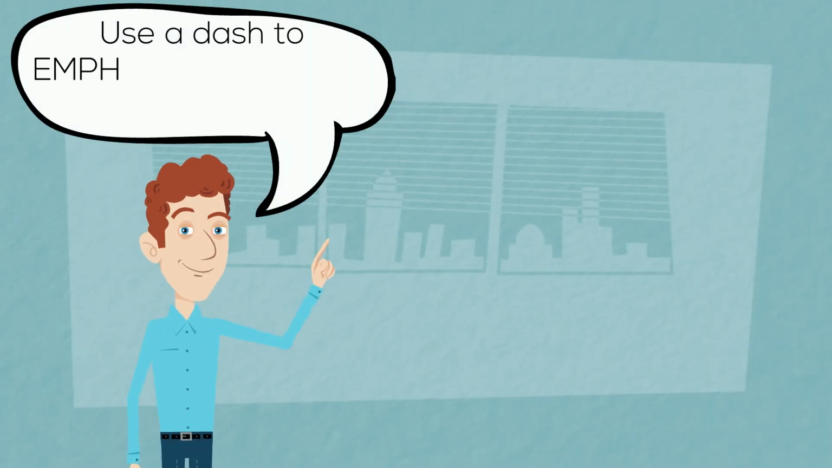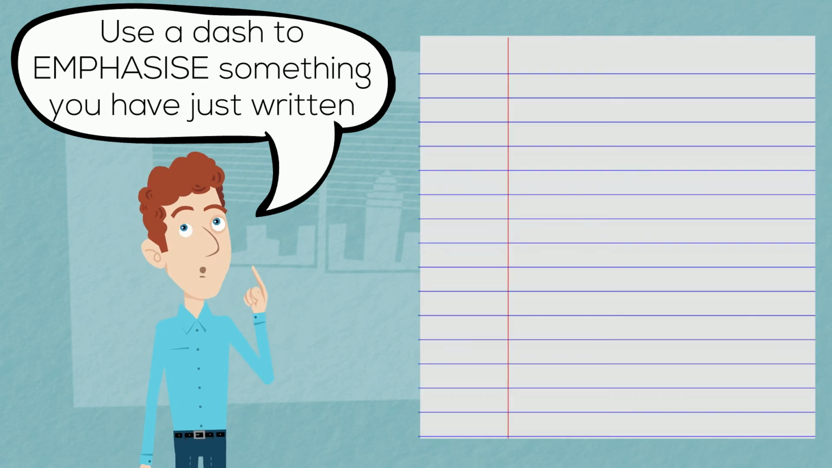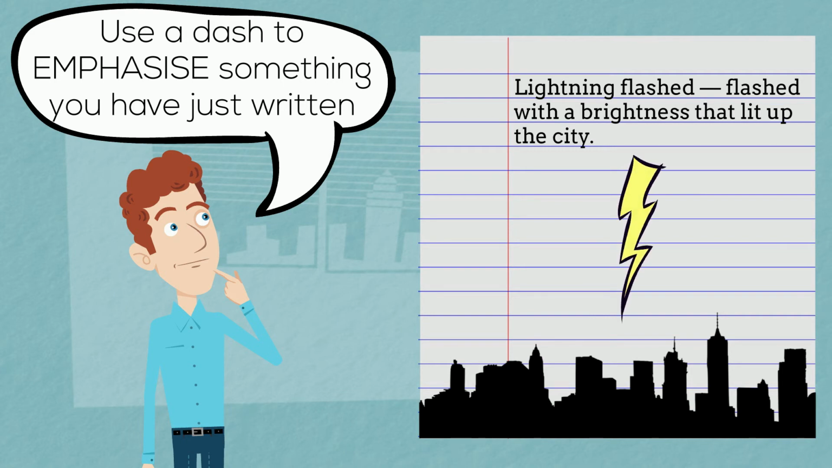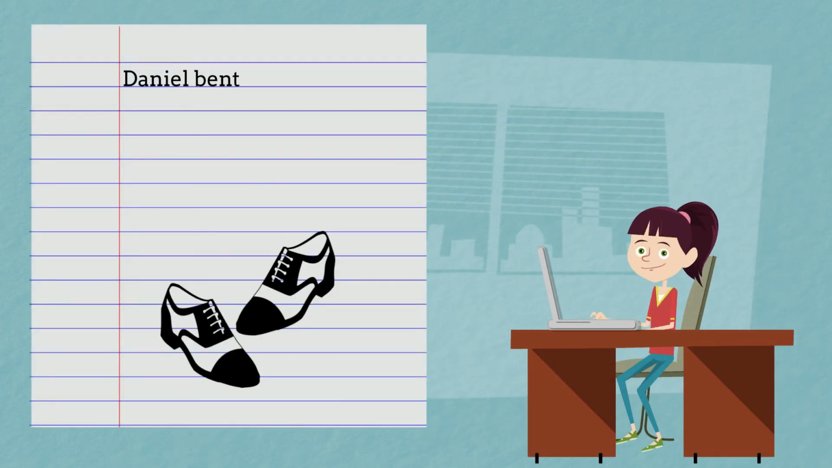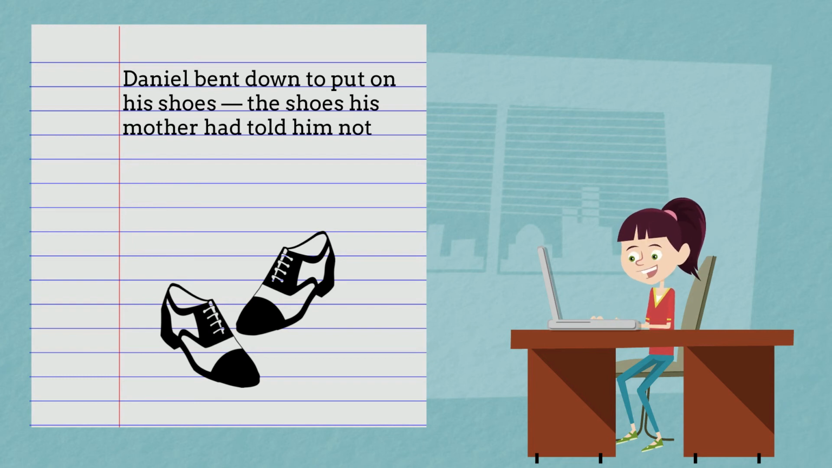Use a dash to emphasize something you have just written. Lightning flashed with a brightness that lit up the city. Daniel bent down to put on his shoes. The shoes his mother had told him not to wear.